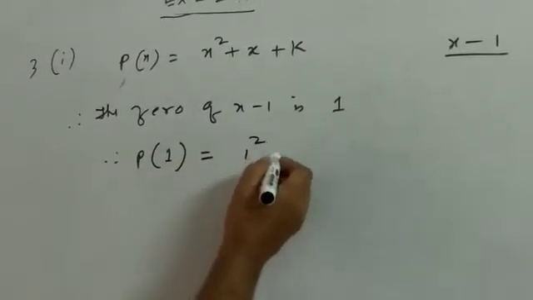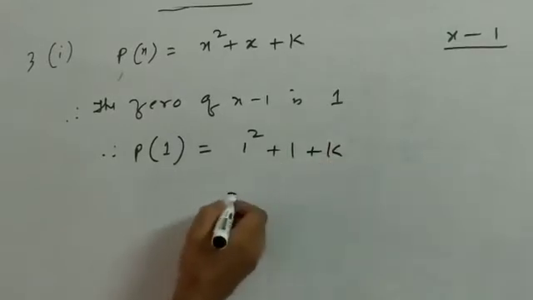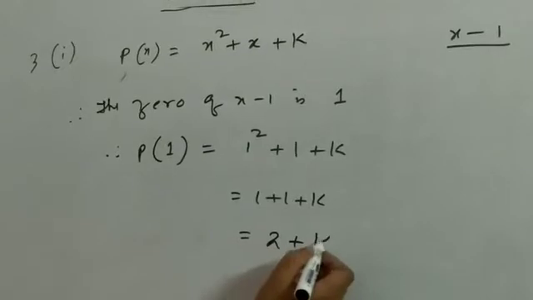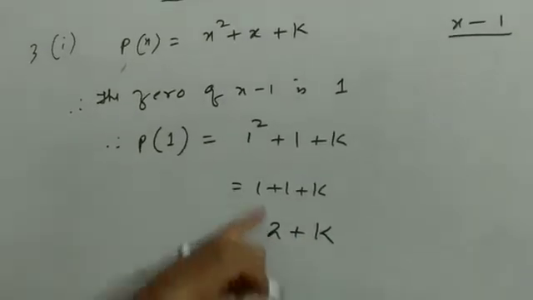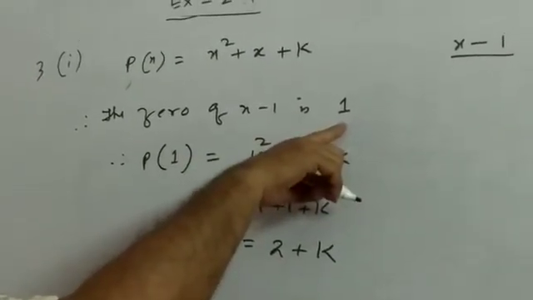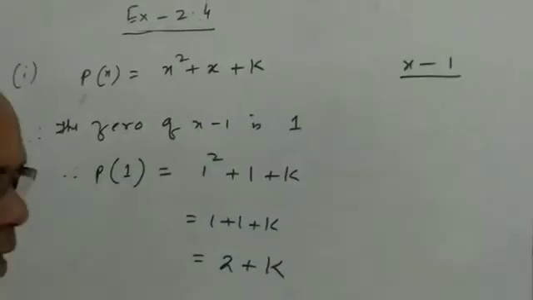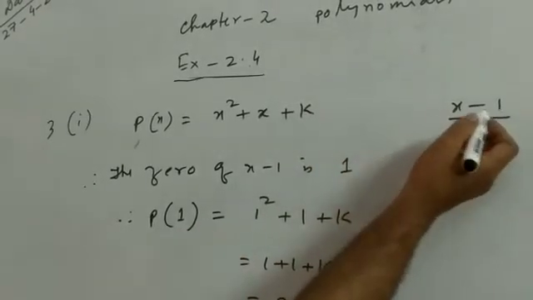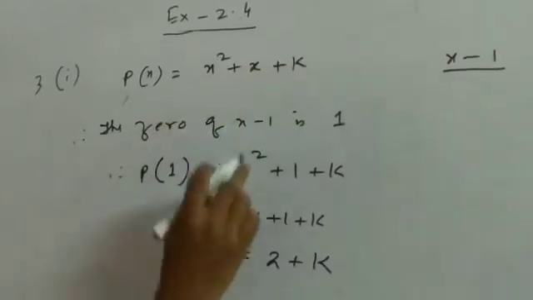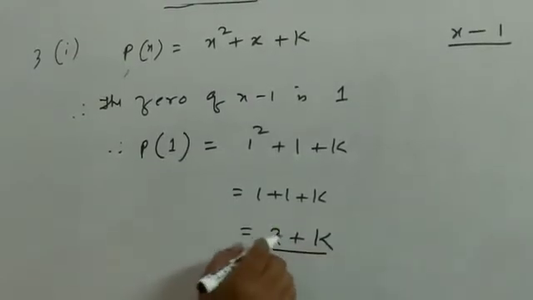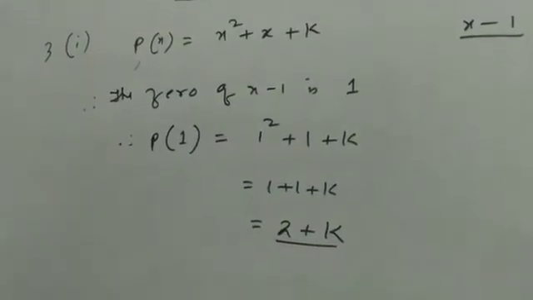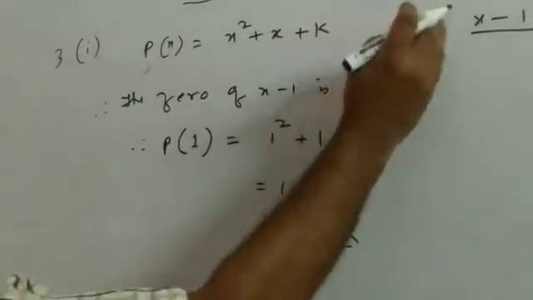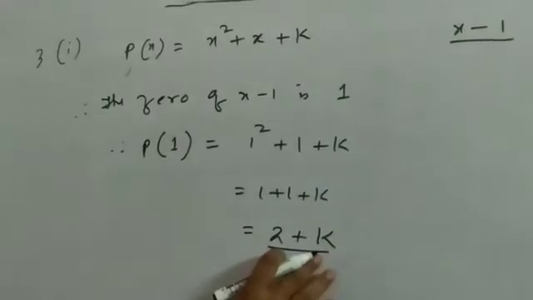So 1 square plus 1 plus k. So it is 1 plus 1 plus k, that is 2 plus k. This is the value of this polynomial at x equal to 1. Okay, more we cannot simplify. Now one thing is given, that x minus 1 is a factor of this polynomial. Then whatever remainder we got must be equal to 0 by the factor theorem. You have learned the factor theorem. Since it's a factor, the remainder must be equal to 0.